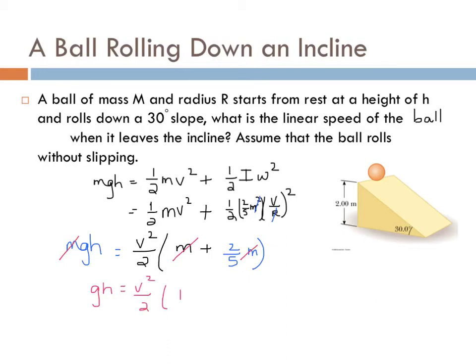which we can find a common denominator for, which simply gives us 7 over 5. Let's go ahead and simplify this right-hand side, which gives us a velocity squared of 10gh over 7, and then take the square root.